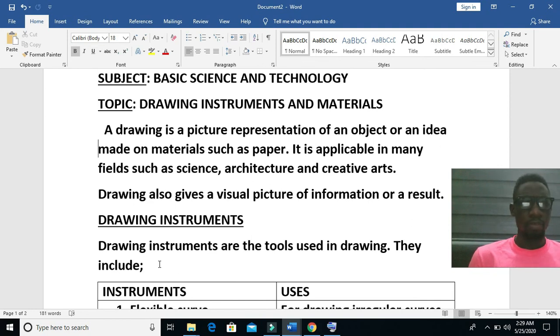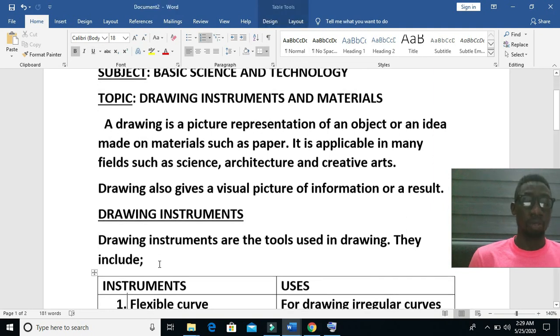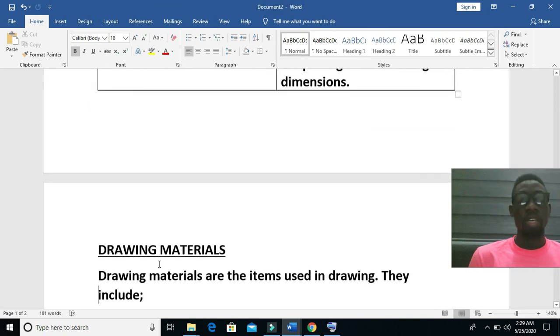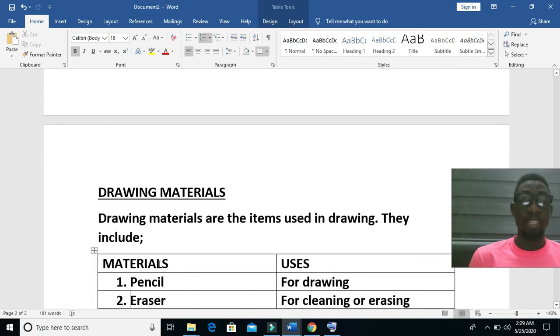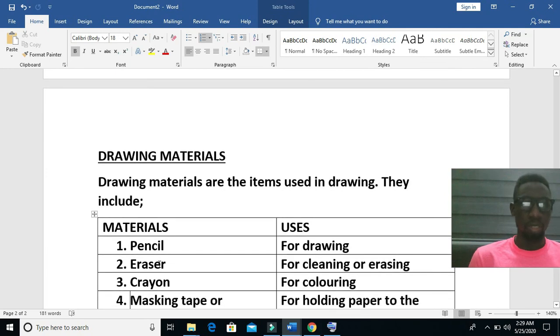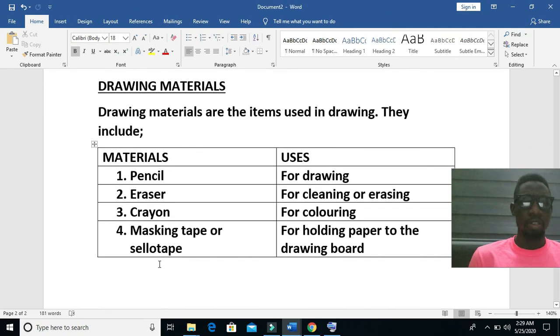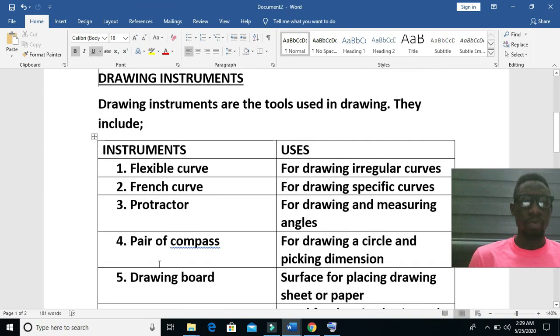And from there we move to drawing instruments. We define them as tools used in drawing. We mentioned them, we looked at their uses and their pictures, and we concluded with drawing materials, and we define them as the items used in drawing. We mentioned them and their uses as well. Alright, so I expect you to copy your note and watch the video for explanation. You can check for your homework so you can answer and submit back to me.